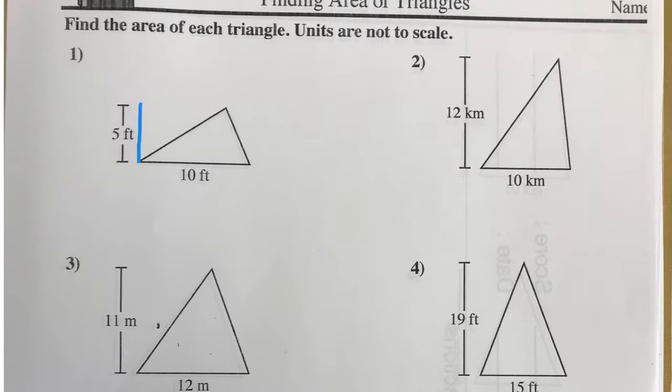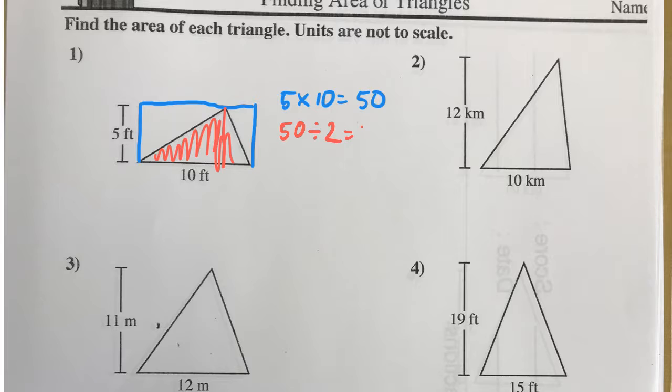If we were to make it into a rectangle, this rectangle would be 5 times 10, or 5 by 10 feet. So it's going to be 50 square feet. But the triangle is only half of that, because this part equals this part, and this part equals this part. So we need to take 50 divided by 2, and that gives us 25 feet squared. You can also write it 25 square feet. Just make sure you get your unit in there, because area is in squares.